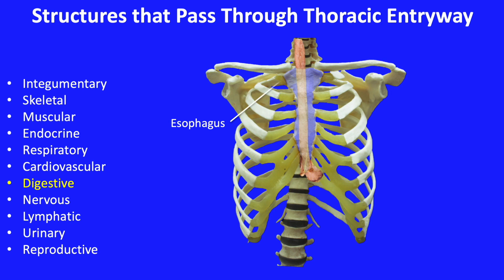Next, the esophagus is the one component of the digestive system that traverses the thoracic entryway.